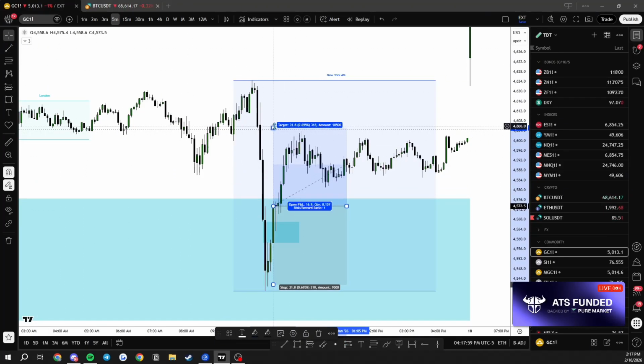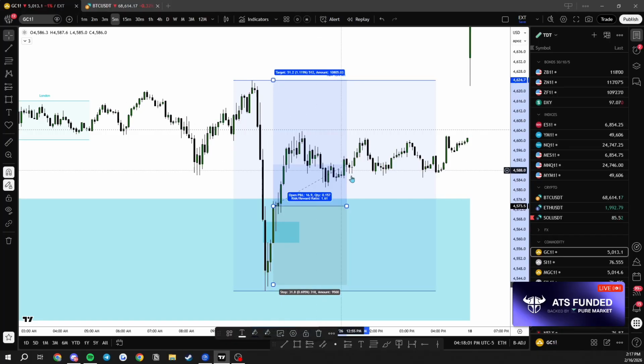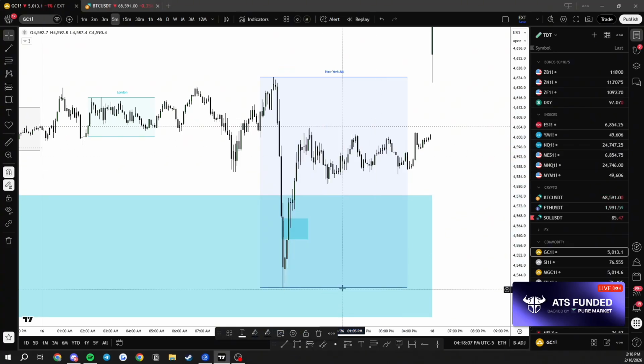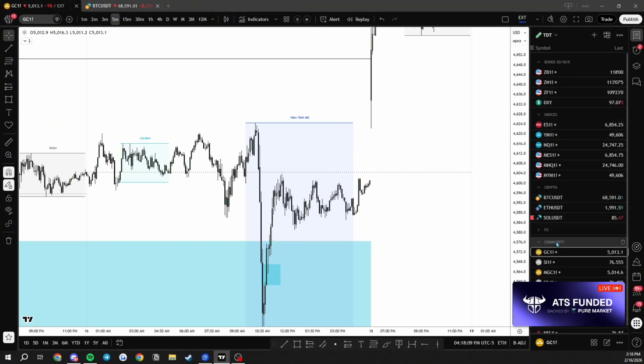Okay, we can go 1 to 1 or we can go 1 to 2. And this one takes a little bit longer. We enter a period of consolidation, which that's fine. But you guys get the idea, right?